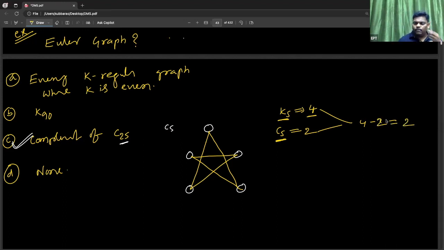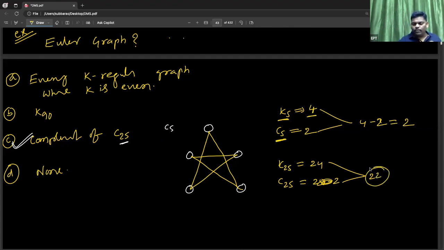Is it fine? K5 means everyone has degree 4. C5 means everyone has degree 2. Right? From the 4, remove 2. So everyone has degree 2, which is even. Similarly, K25: everyone has degree 24. C25: everyone has degree 2. 24 minus 2 is 22. 22 is an even number.